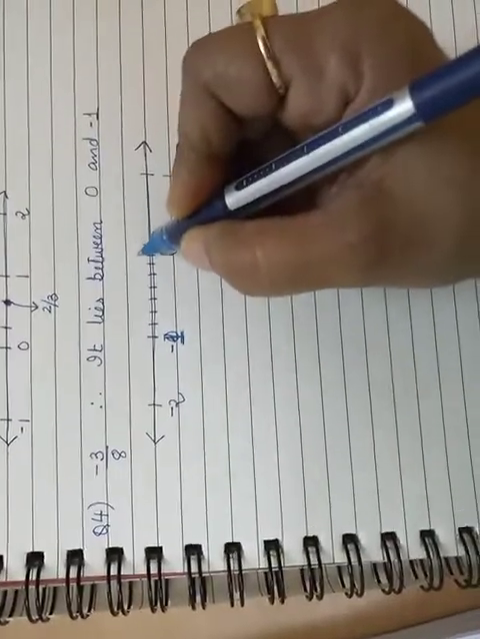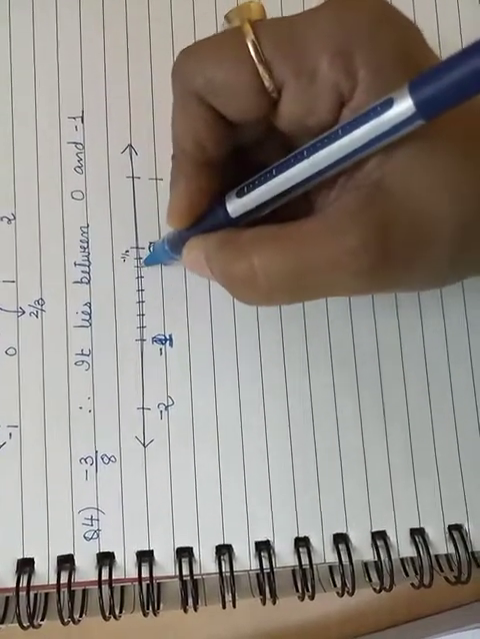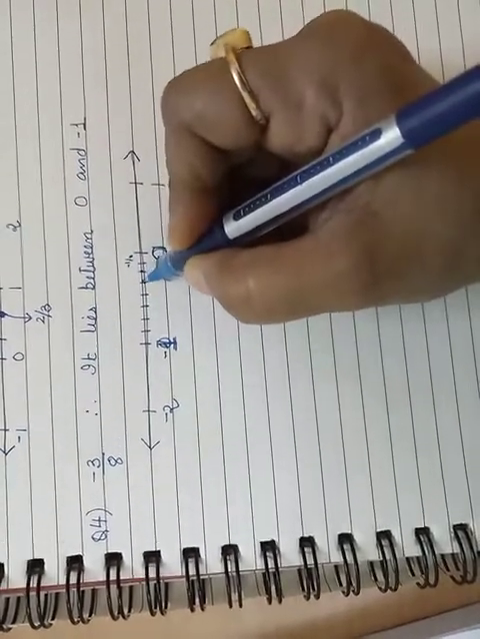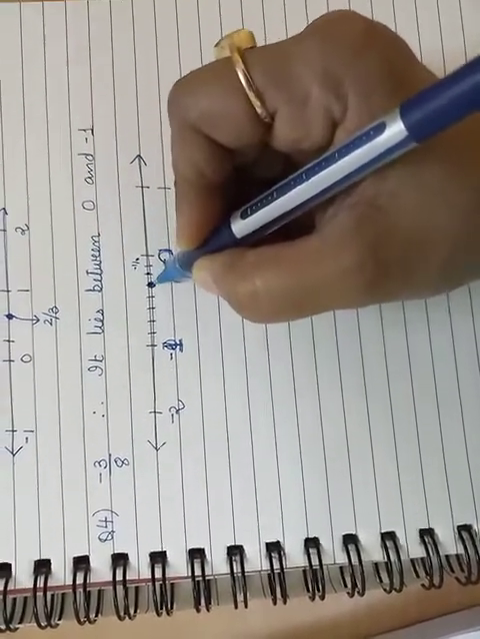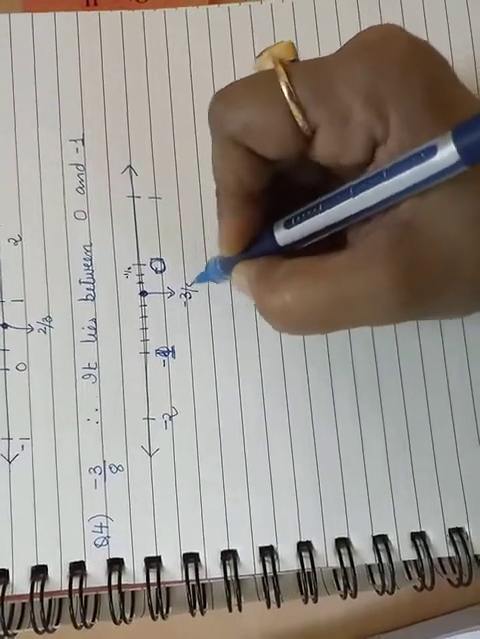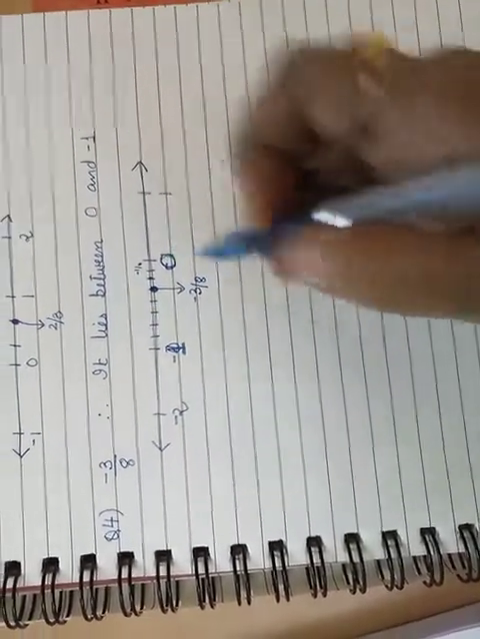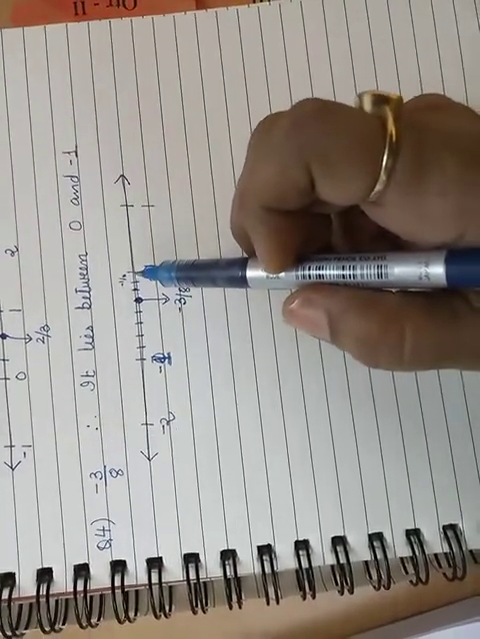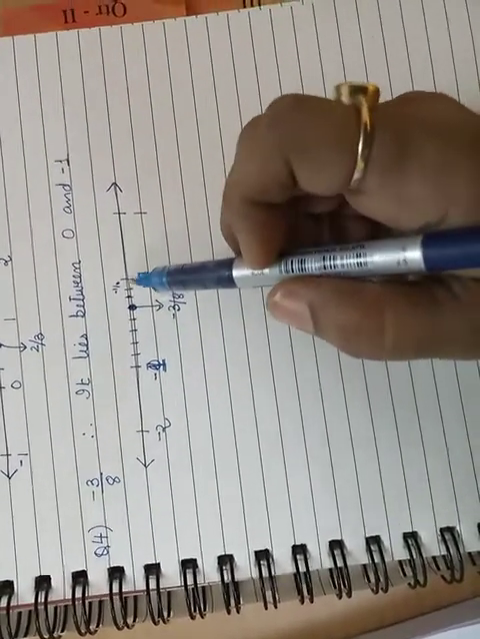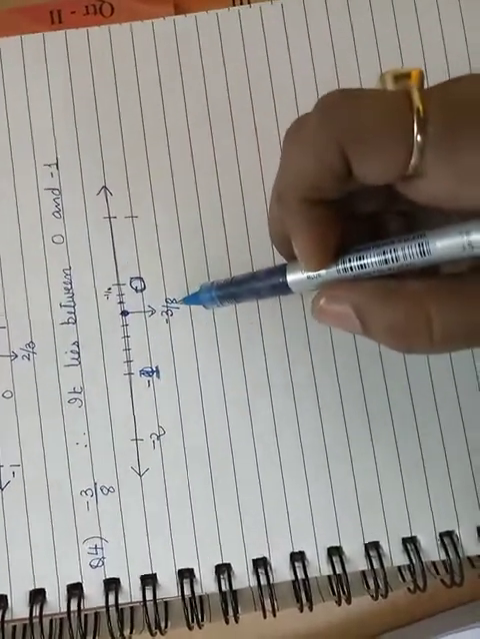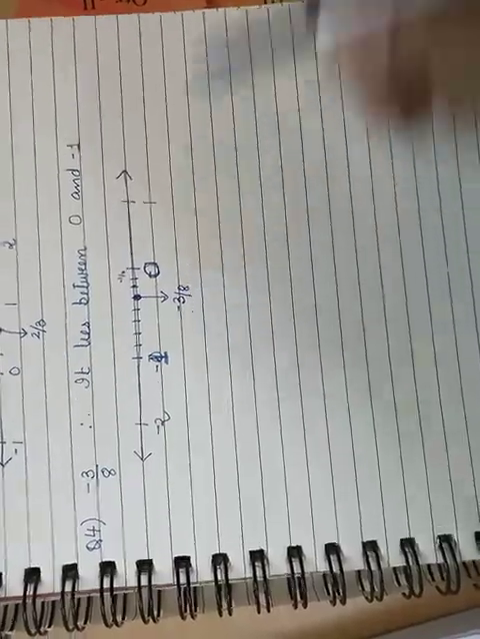So this is your minus 1 by 8. This is minus 2 by 8. And this is minus 3 by 8. So I darken it and it is minus 3 by 8. Children, whenever we have negative numbers, we start from the left side of the 0. So this is first, this is second, and this is third. So it is minus 3 by 8.